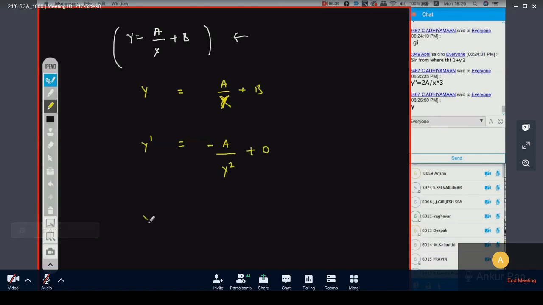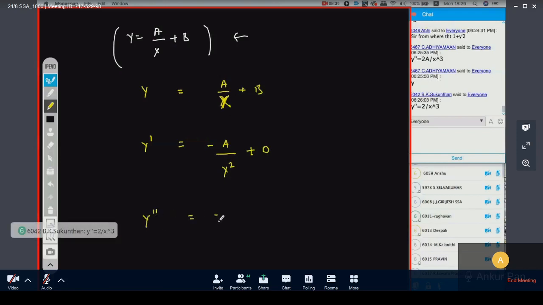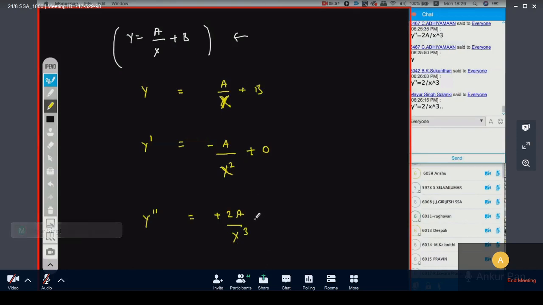Clear? And as we know, the double derivative is minus 2, so it is plus 2a by x cube. Clear? How will we remove it? Understand, in order to remove x cube, I'll have to give this part a 2 by x. Yes or no?